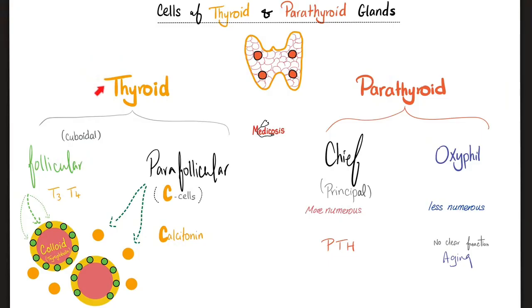Quick note on the thyroid versus the parathyroid gland. Thyroid has two types of cells, follicular and parafollicular. The follicular is the follicles.